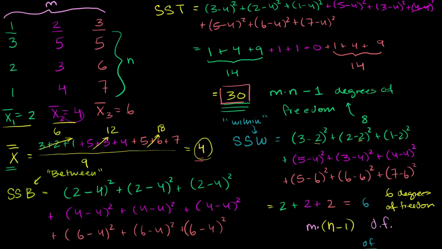In the last couple of videos, we first figured out the total variation in these 9 data points right here, and we got that to be 30. That's our total sum of squares.